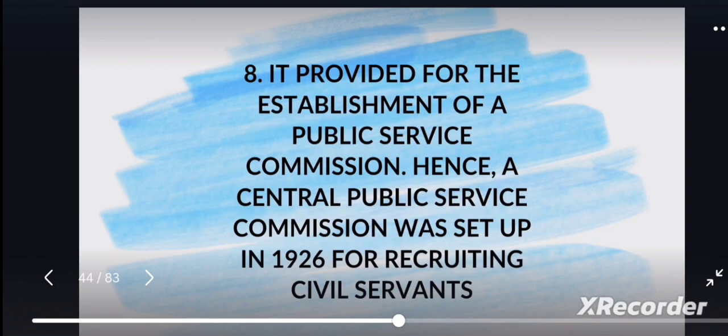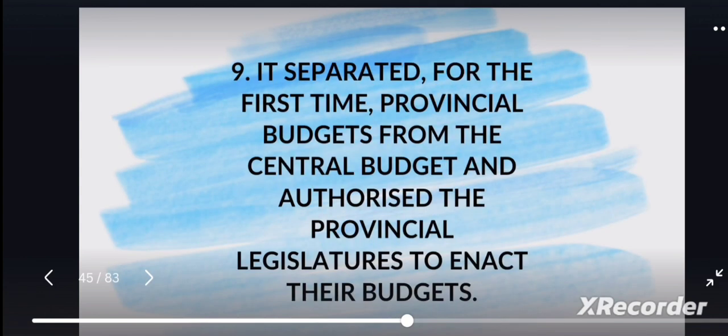It provided for the establishment of the Public Service Commission. Hence, the Central Public Service Commission was set up in 1926 for recruiting civil servants. It separated for the first time the provincial budget from the central budget and authorized the provincial legislature to enact their budget.